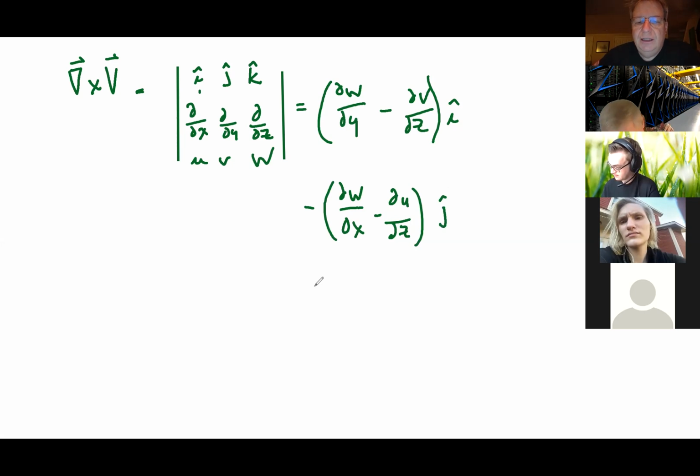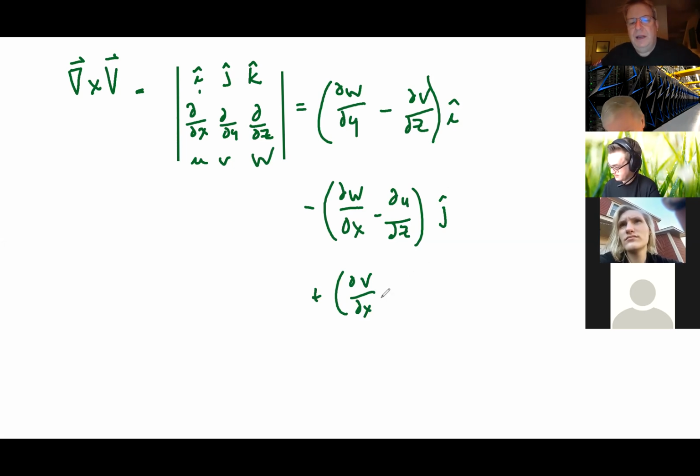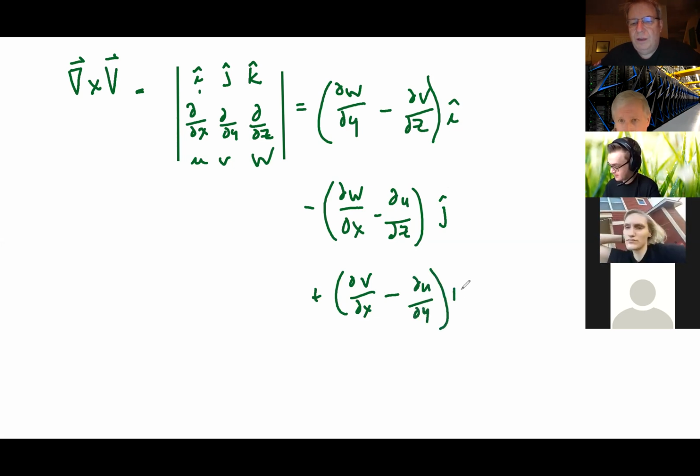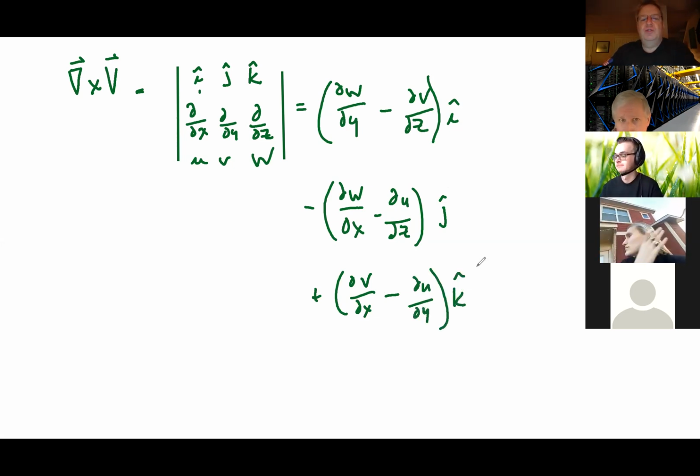Zonal, meridional, and then the vertical vorticity, take those ones, is going to be dv/dx plus, oh no, minus du/dy. So we did this before. Now we've got to figure out how do we draw this?